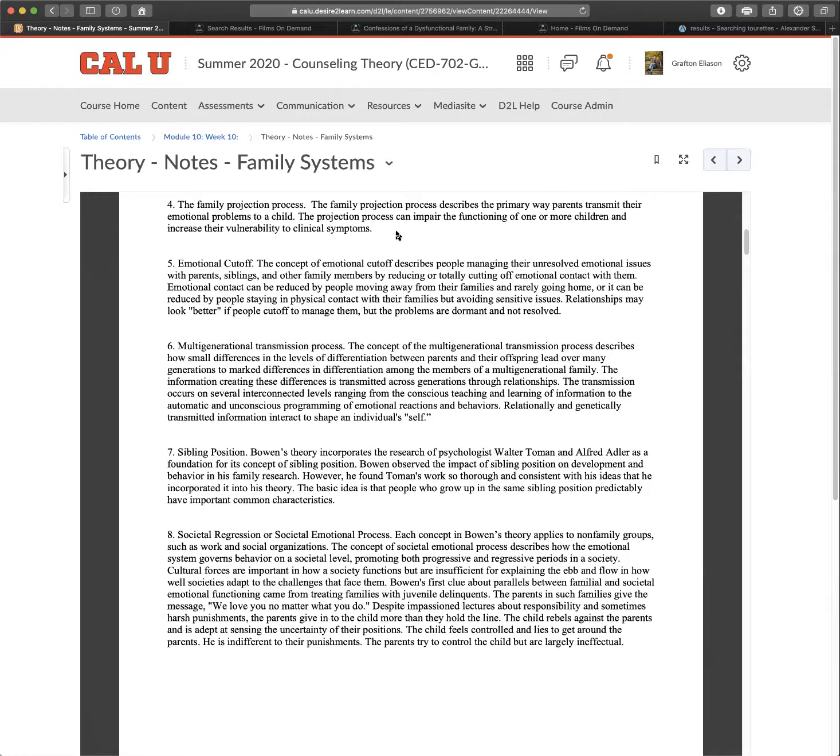Multi-generational transmission process. It talks about how not only do these issues get passed down from parent to children, but they become worse as the generations move forward. Sibling position. This goes all the way back to Adler, but it's a little more technical with Bowen. And societal regression or emotional process. So he believes that not only can we apply these concepts to family systems, but we can apply them to any system, like a work environment or a school environment, or any system that has personal dynamics in it.